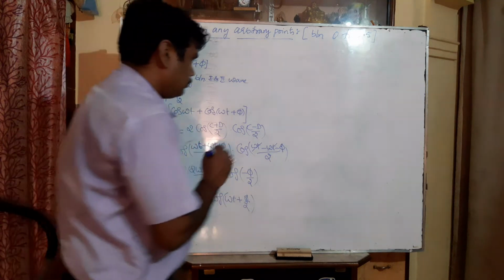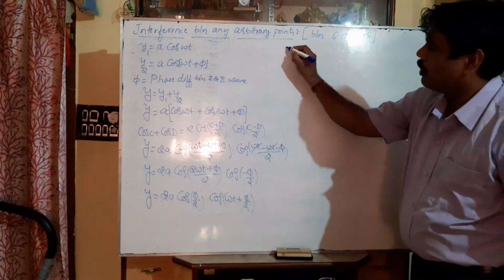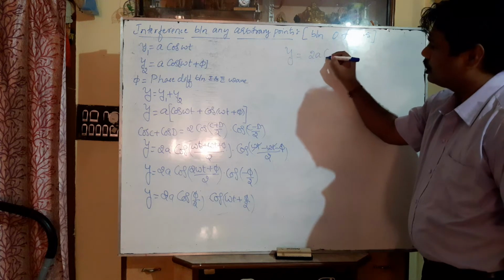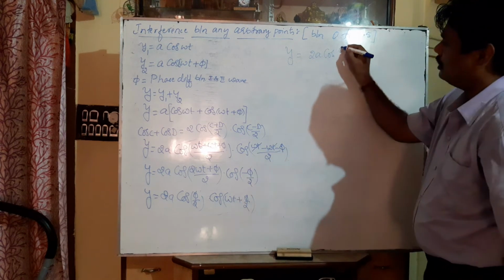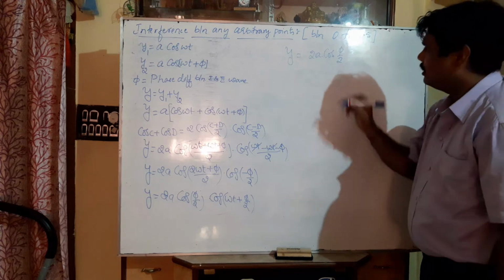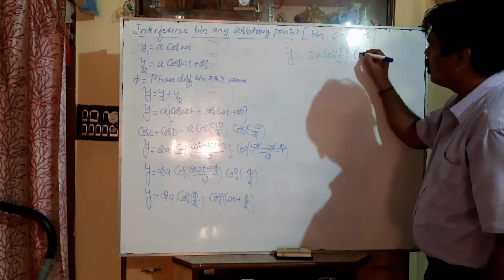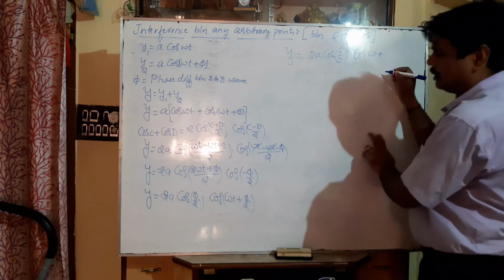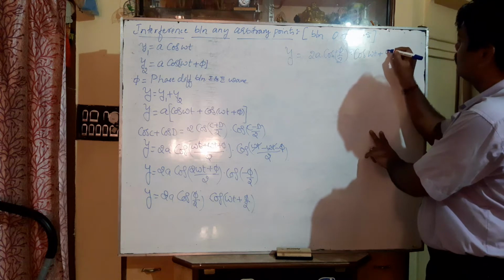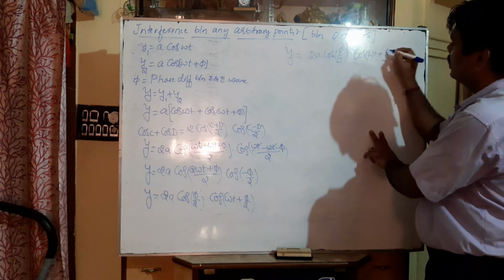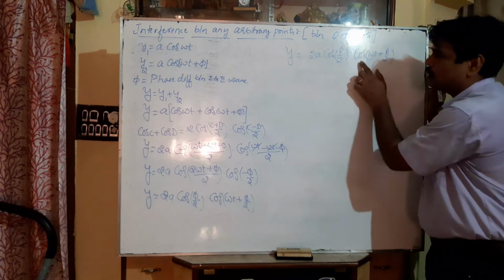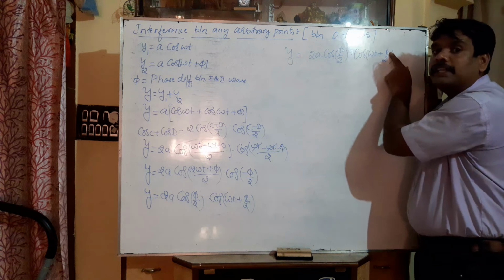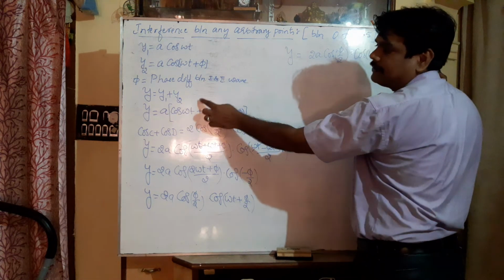See the final equation what you have taken, that is y is equal to 2a into cos phi by 2 into cos of omega t plus phi by 2. It means the resultant wave is also a cos function, but here phi is reduced to half of the initial phase difference. Suppose the initial phase difference is phi.